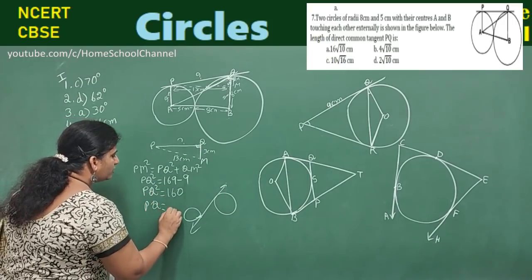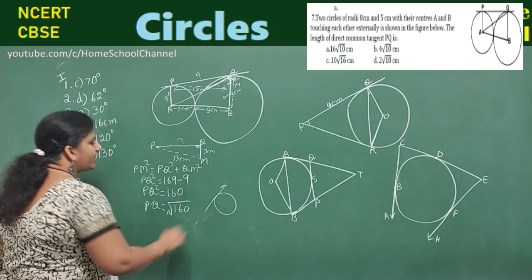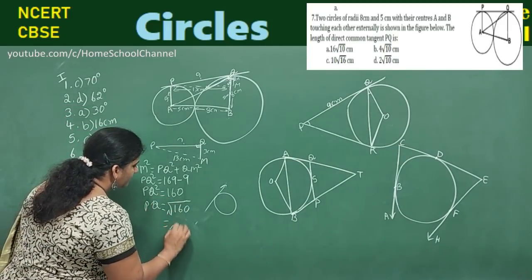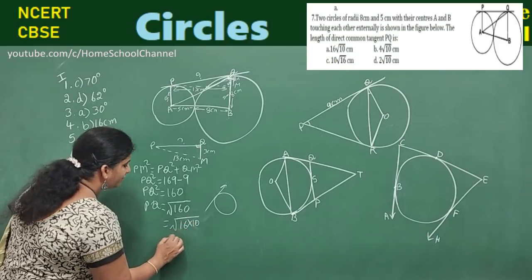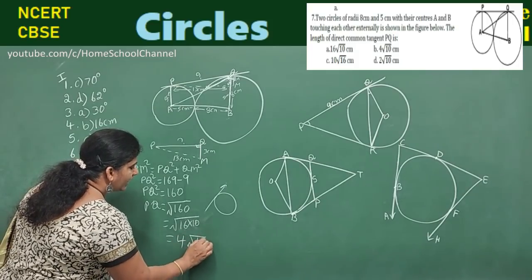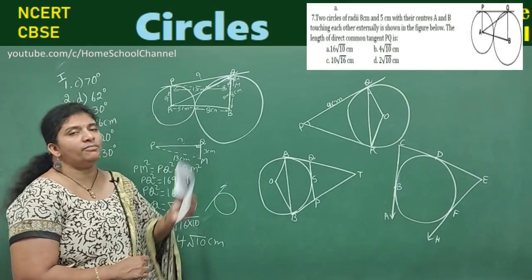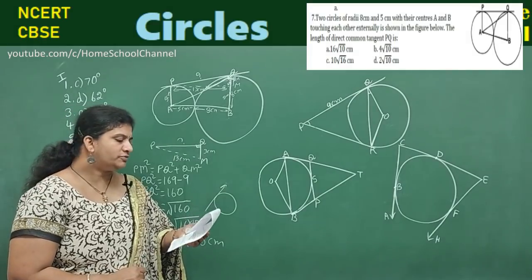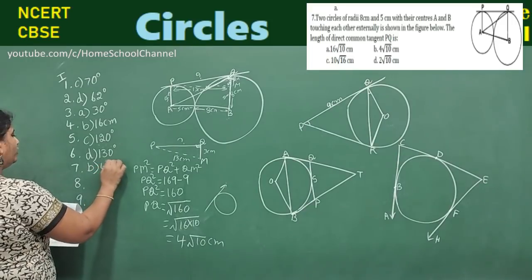PQ is equal to square root of 160. 160 is not a perfect square, so split this one. 16 tens are 160. 16 is a perfect square. Bring it out: 4 4s are 16. 4 root 10 centimeters. What is the length of the direct common tangent PQ? That is 4 root 10 centimeters. Check for that option. It is your option B. Option B, 4 root 10 centimeters.